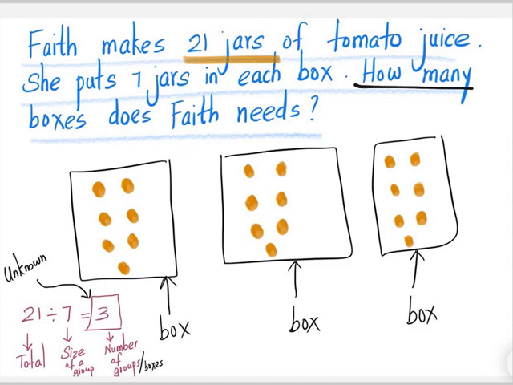Let us find the unknown here. For that we have to do the division sentence: 21 divided by 7 equals unknown. So 21 is the total, divided by the size of the group gives the number of groups. If you see here, there are 3 boxes. So there are 3 groups, right? So the unknown is 3. I hope you understood the concept of how to interpret the unknown in division.